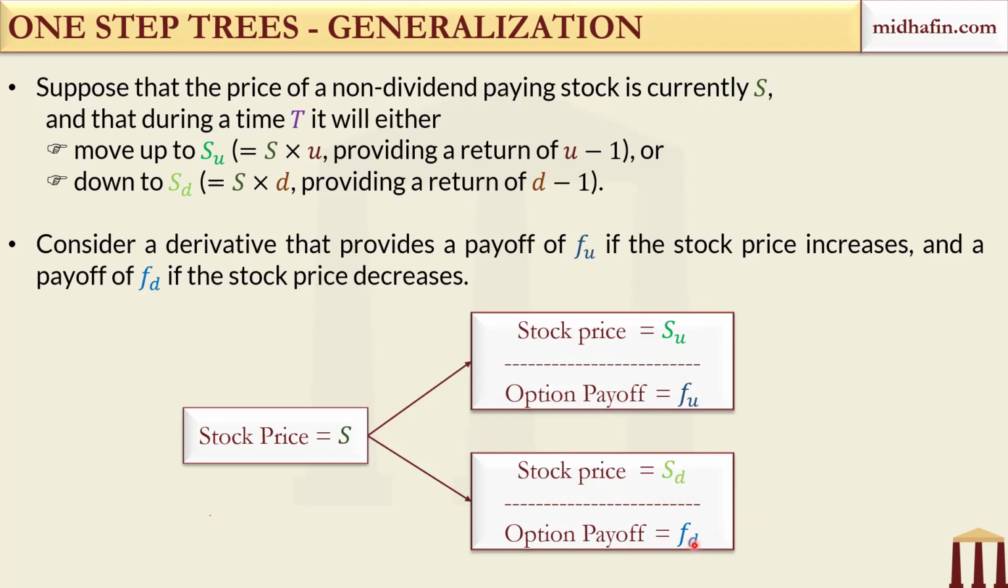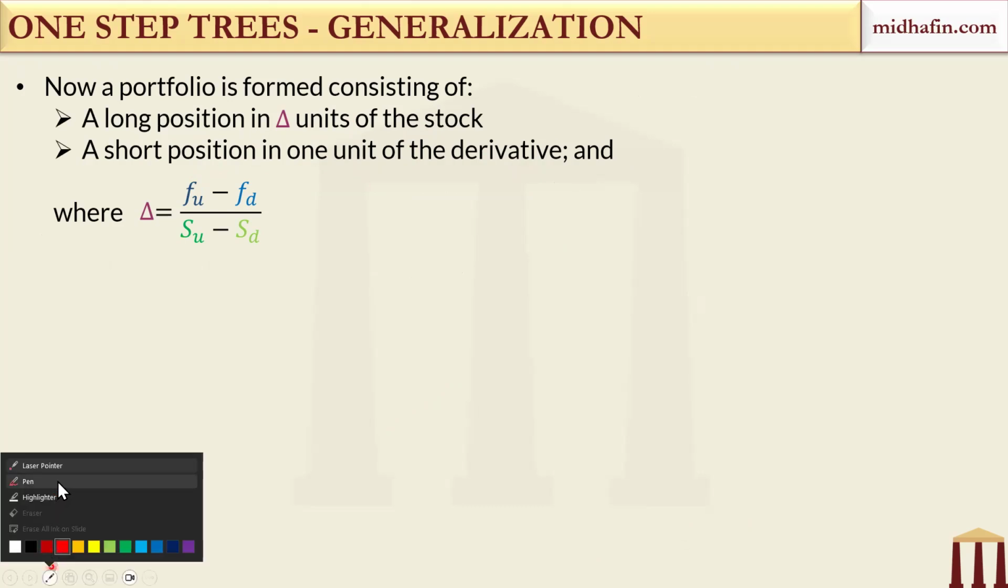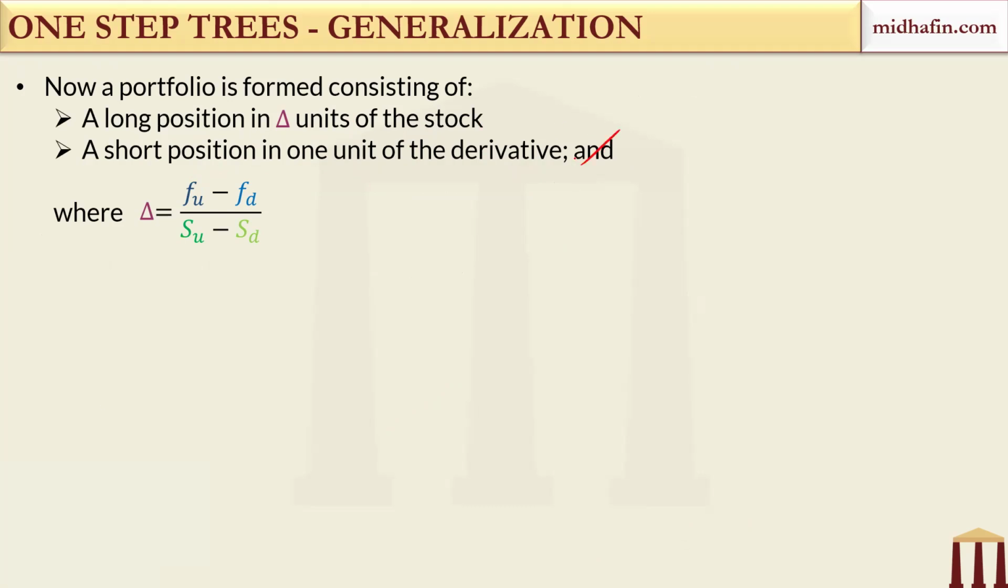Now, what we do, we form a portfolio which consists of a long position in delta units of the stock and a short position in 1 unit of the derivative, where delta is this. Again, if you see the video, you'll understand using the verification what is the idea behind this delta. So I'll just tell you why delta has been chosen to be this particular number for this portfolio.